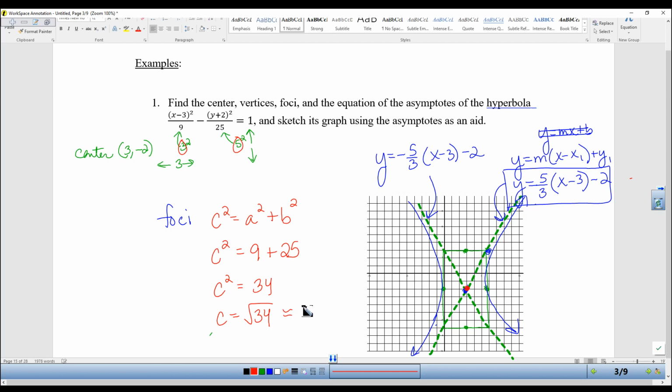So this is approximately 5 point, I'm going to say 8, I don't really know. But the square root of 36 is 6, so it has to be close to that. So 1, 2, 3, 4, 5, somewhere out there, and then the other direction, 1, 2, 3, 4, 5, somewhere out there. That's where those foci are. How do you get their ordered pair? Since you don't know that exact point, you can just say it's 3 plus the square root of 34, comma negative 2. And this one is going to be 3 minus the square root of 34, comma negative 2. And that's how you do that.